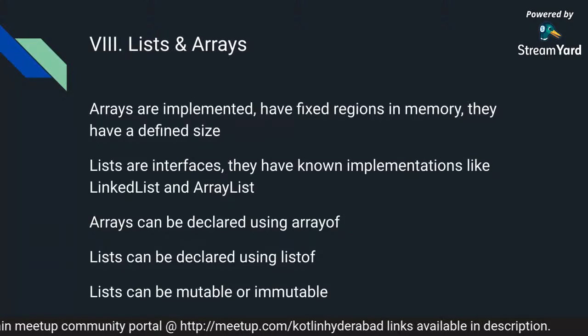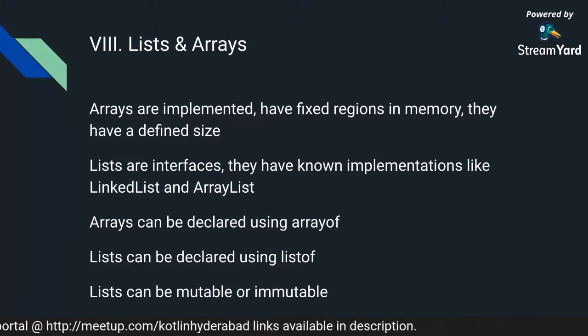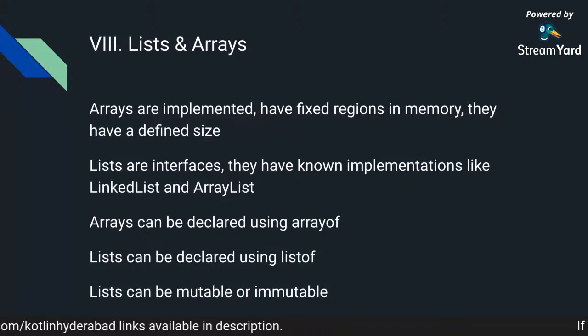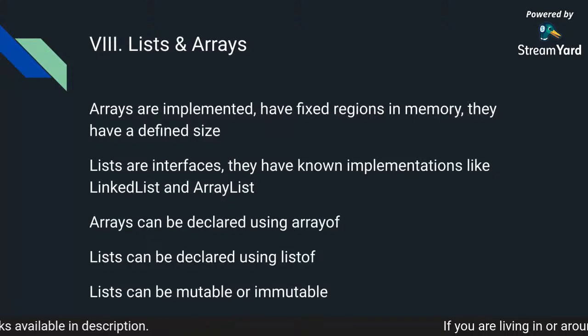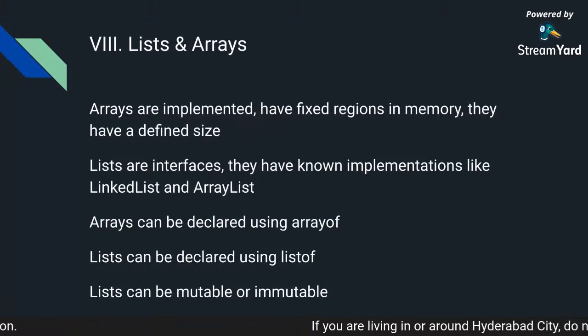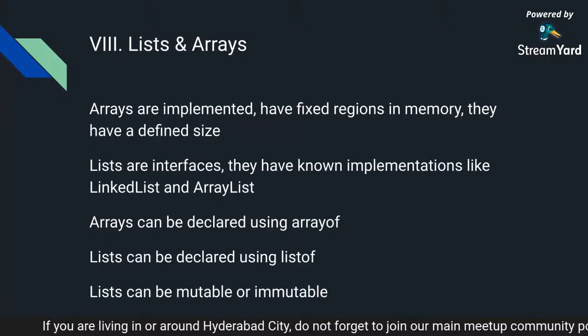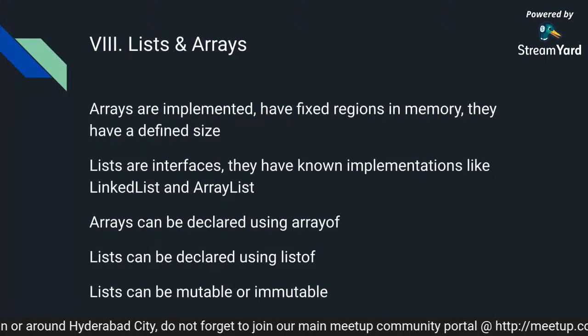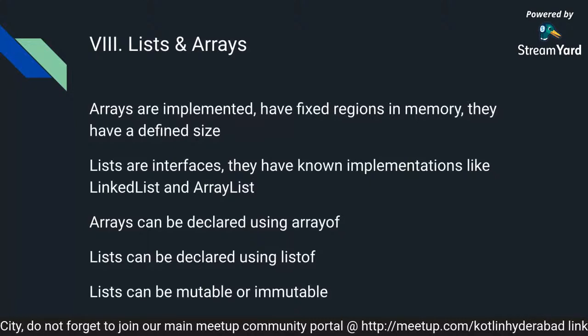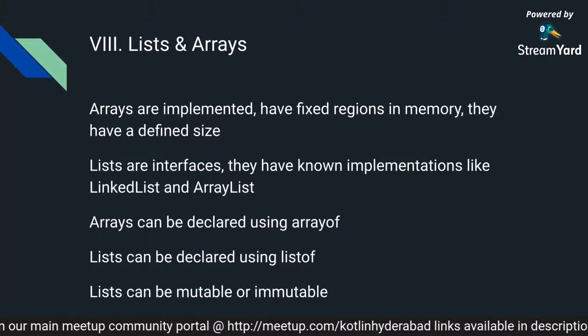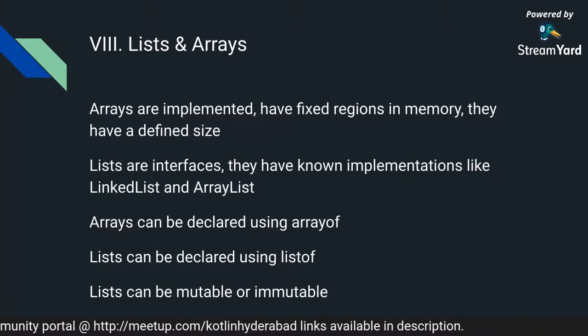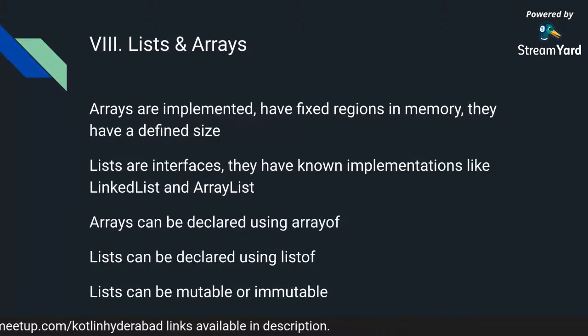And lists are interfaces. Okay, so what an interface basically needs is to be implemented. The implementations of list are linked list and array list. These are two types of list implementation, and arrays can be declared or made using the word arrayOf, and lists can be made using listOf, and lists can be mutable or immutable.